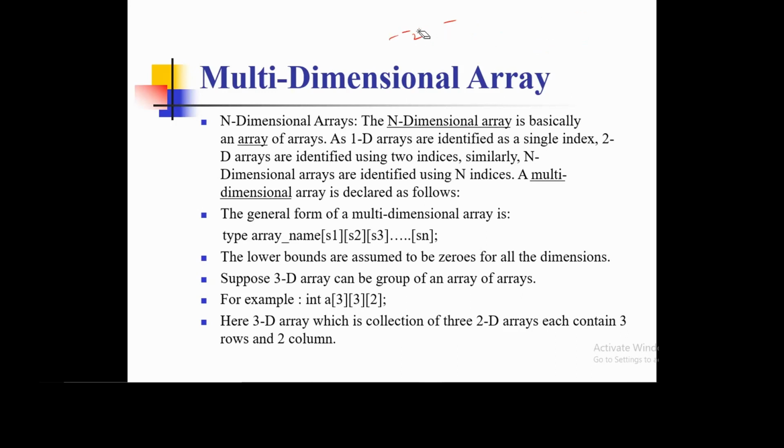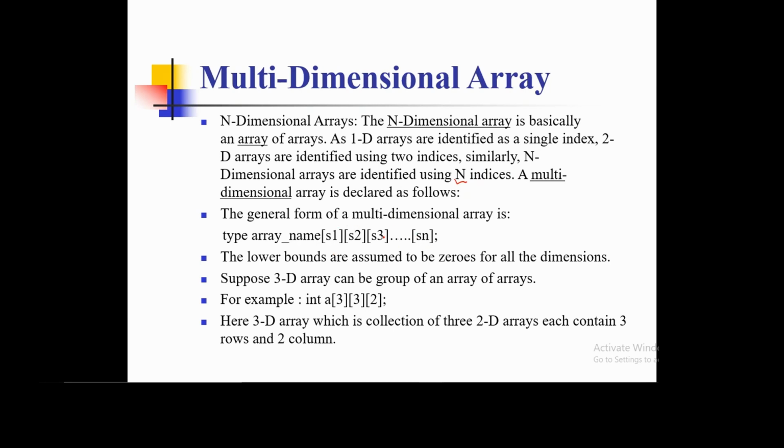So the n-dimensional arrays are known as arrays of arrays. As 1D arrays are identified by a single index and 2D arrays by two indices, similarly n-dimensional arrays are identified using n indices. This n can be greater than 1: 2, 3, up to any number. We can declare these multi-dimensional arrays like this.